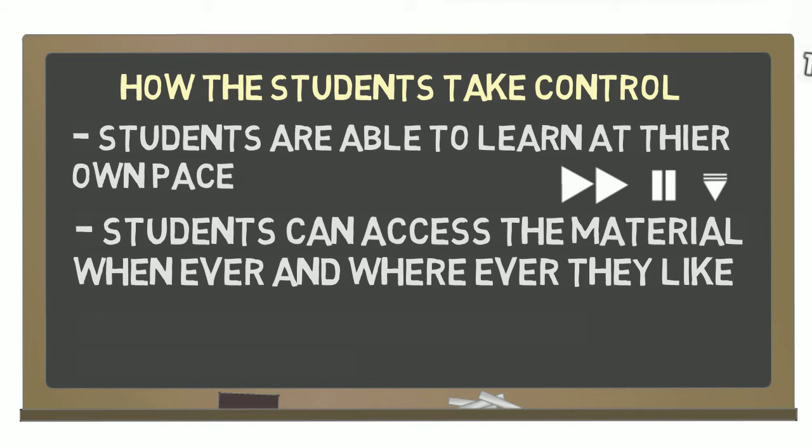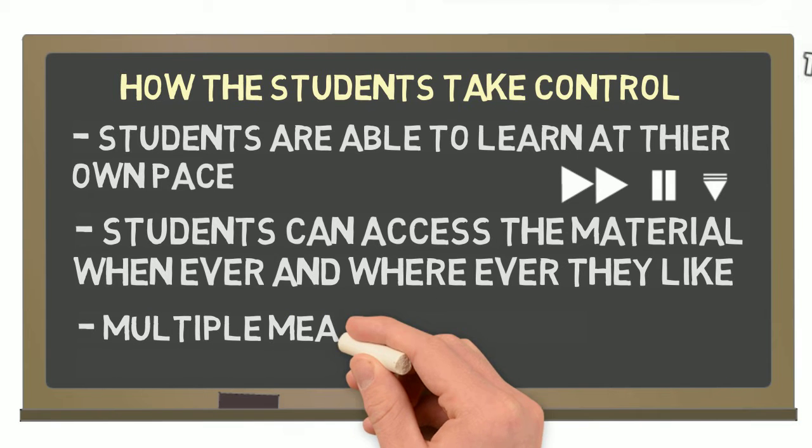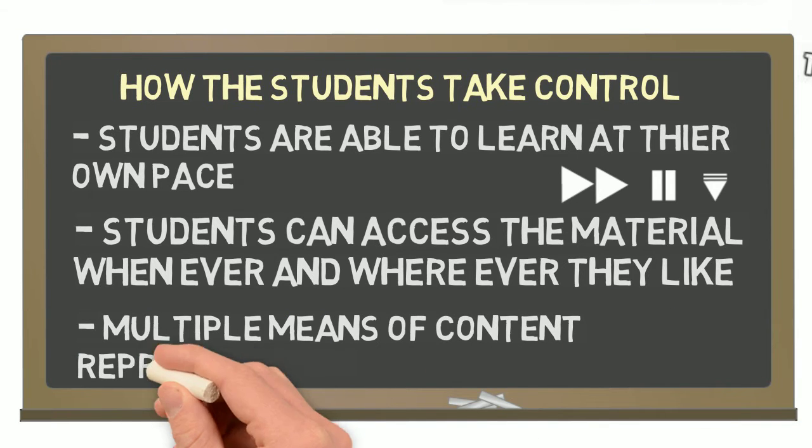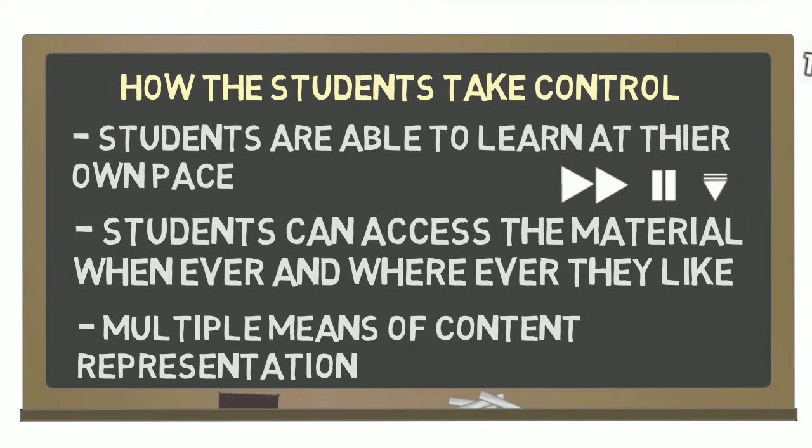The flipped model also provides students with multiple opportunities to learn the content. By providing multiple means of representation alongside the video, such as reading, reference material, or other media sources, you can cater for more than one learning style. One size does not fit all, and it is not a strict requirement for the students to view the videos if they choose not to.